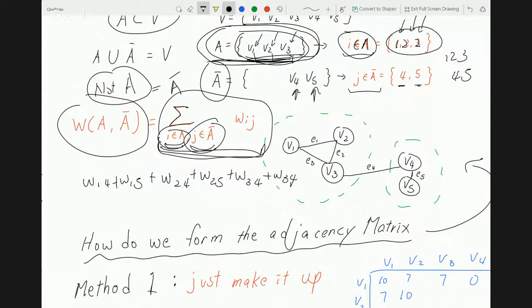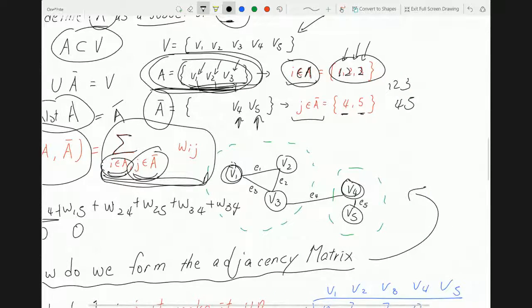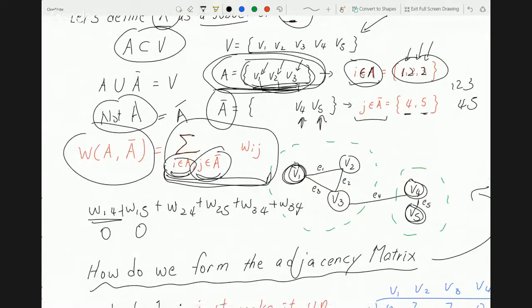Now, 1 and 4, that's 0. 1 5 is also 0. 2 4, that's also 0. 2 5, also 0. 3 4, that's not 0, that's E4. And 3 5, sorry, that's also 0.